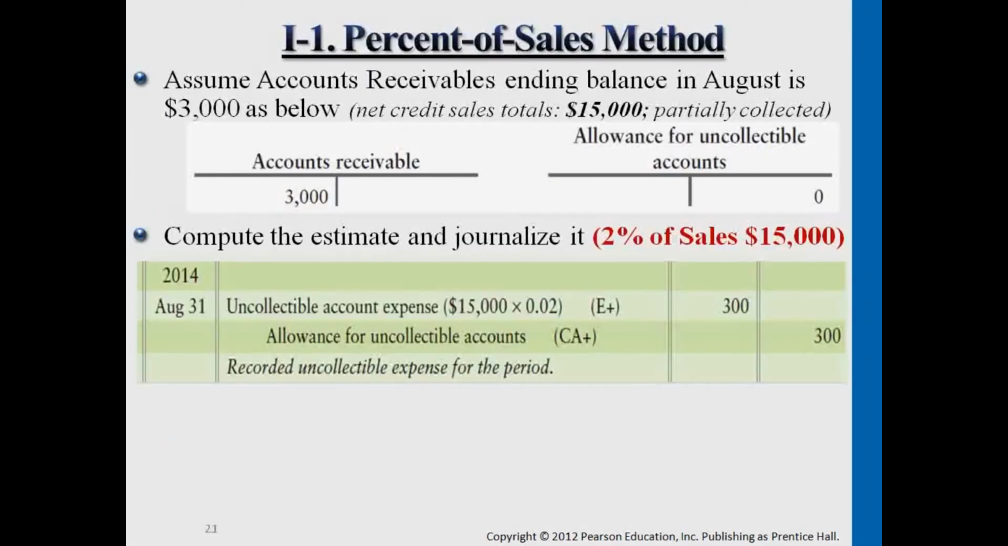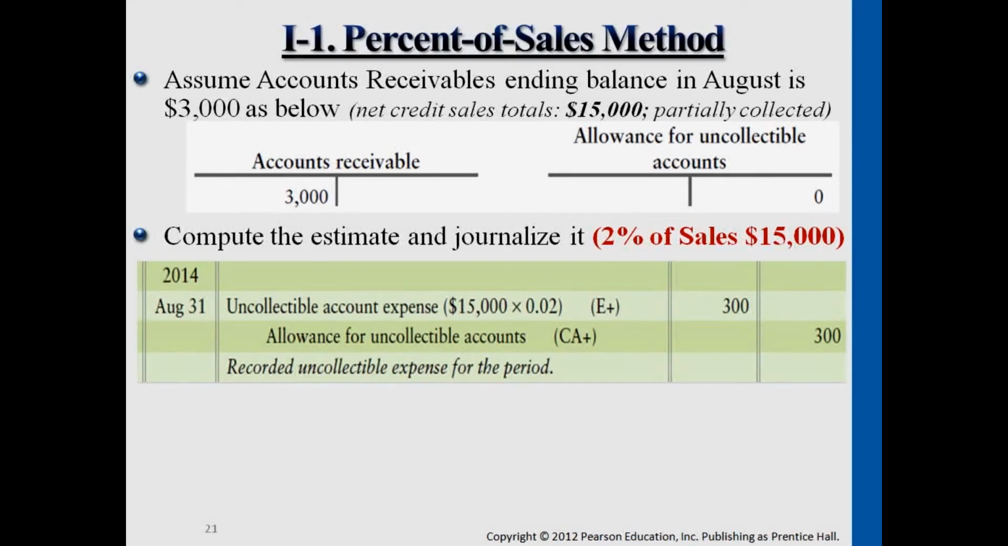Let's take a look at percent of sales first. So this is what we see on our financial statements right now. Assuming that at the end of August, we have an accounts receivable balance of $3,000. And you see another contra asset account, allowance for uncollectibles. Right now, since we haven't journalized the entry, it's a zero balance.